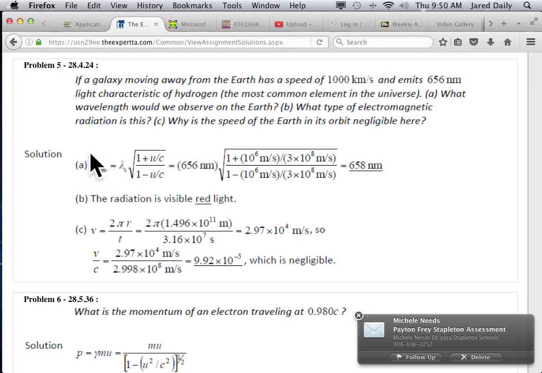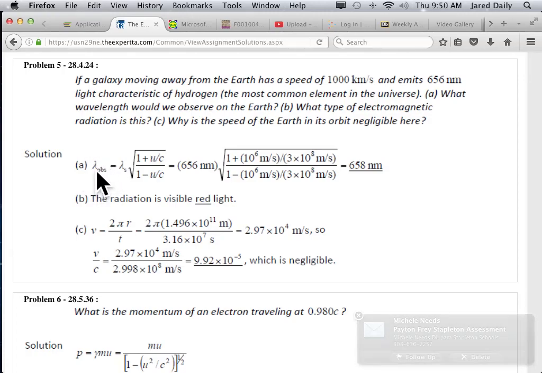The relativistic Doppler effect says the wavelength that the observer sees is equal to the wavelength of the object times this kind of lambda factor. It looks like the gamma factor, but it's not exactly it: the square root of (1 plus u over c) over (1 minus u over c), where u is the speed of the object that's emitting the light, and c is, of course, the speed of light. So u, in this case, is 1,000 kilometers per second, which is 10 to the 6 meters per second. You just plug those in there.